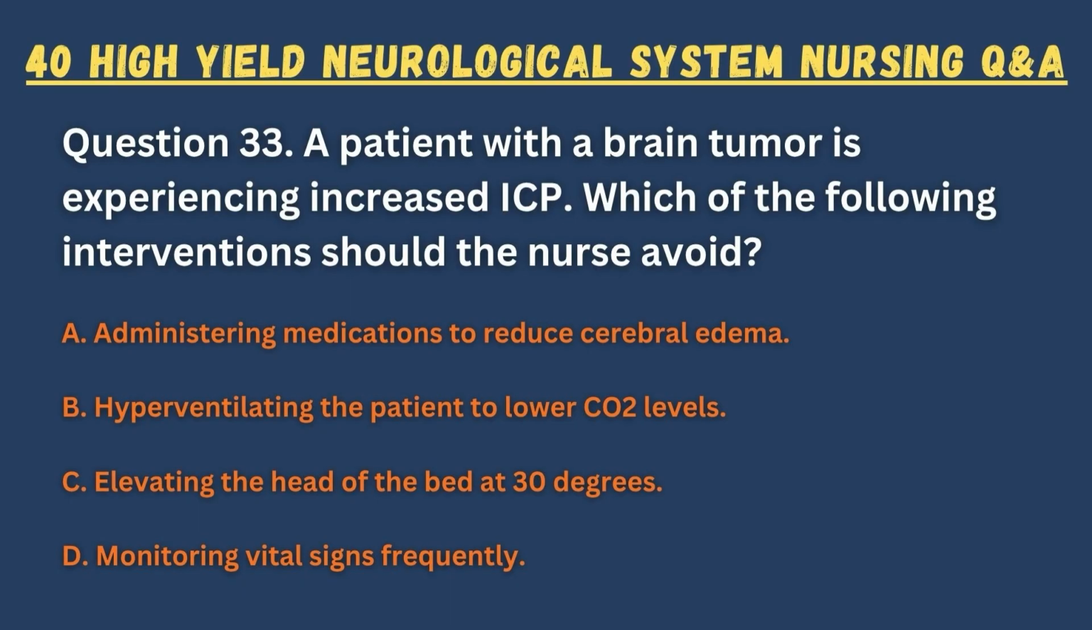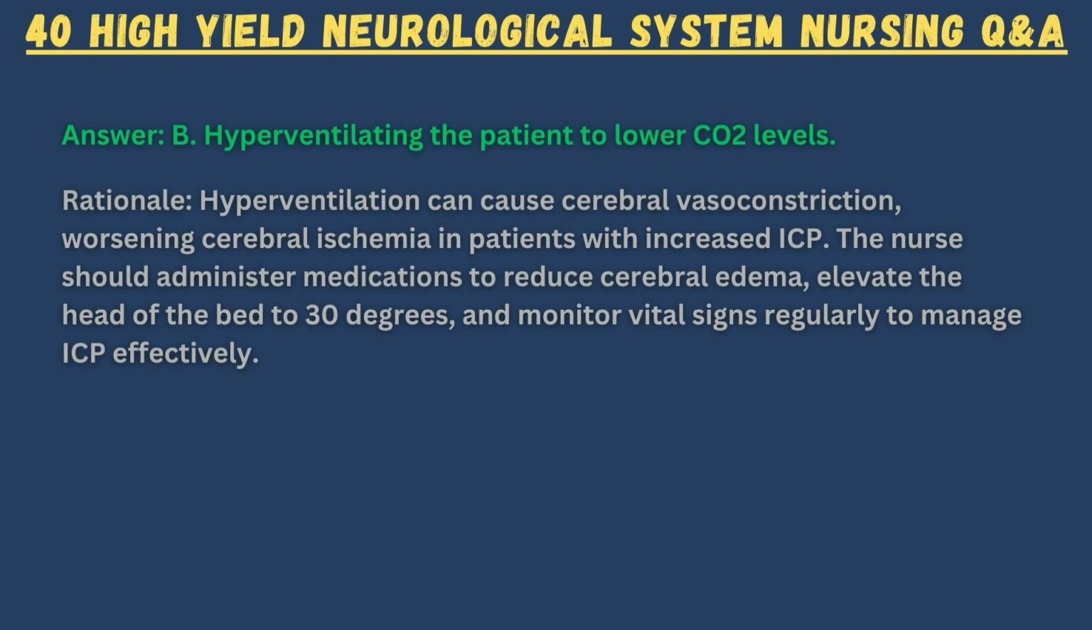Question 33. A patient with a brain tumor is experiencing increased ICP. Which of the following interventions should the nurse avoid? A. Administering medications to reduce cerebral edema. B. Hyperventilating the patient to lower CO2 levels. C. Elevating the head of the bed at 30 degrees. D. Monitoring vital signs frequently. Answer: B. Hyperventilating the patient to lower CO2 levels.